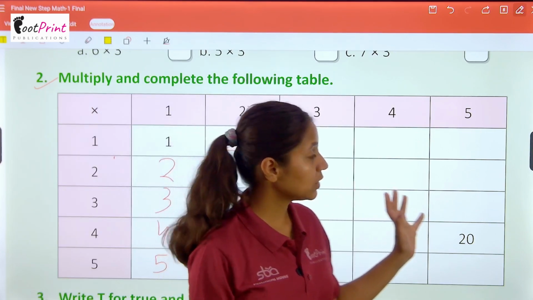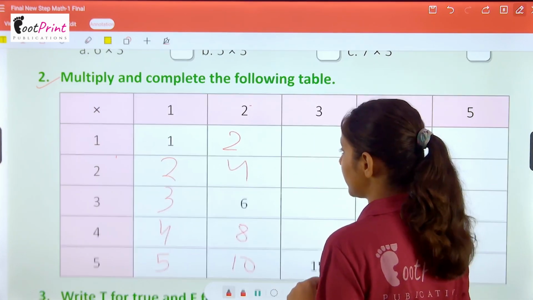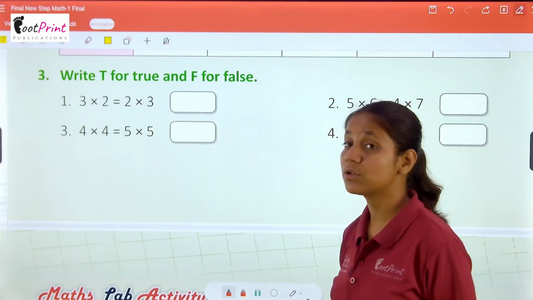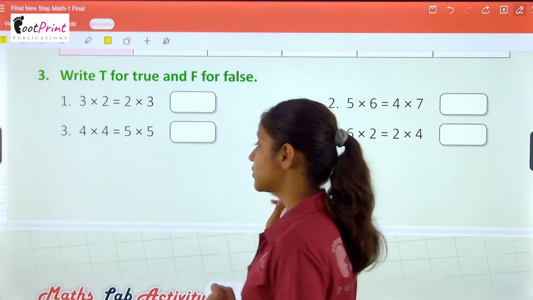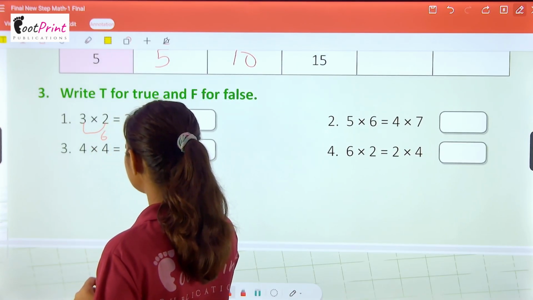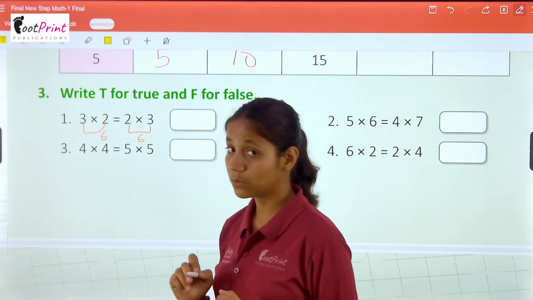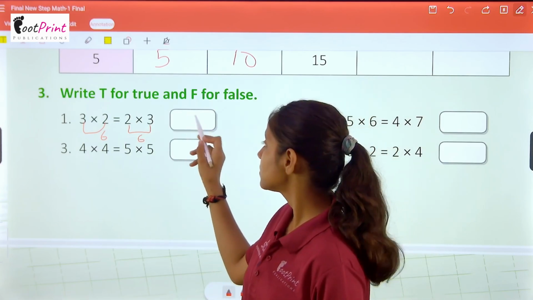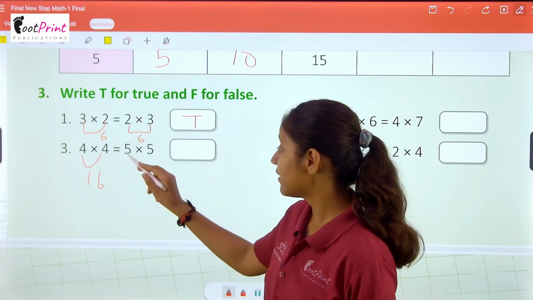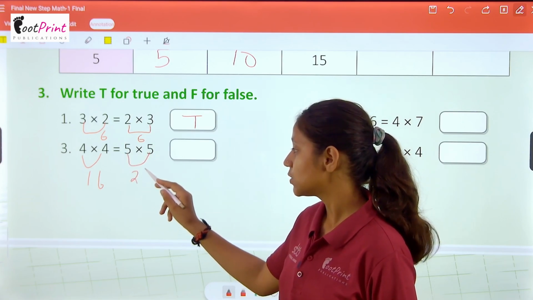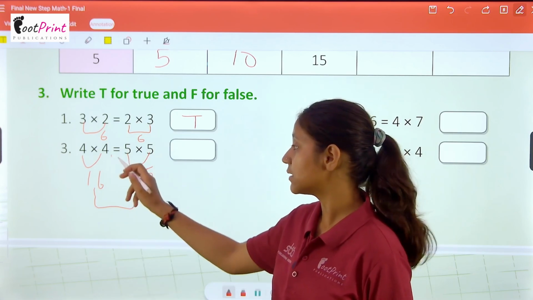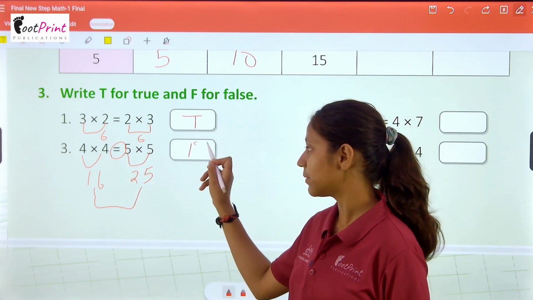Similarly, all the parts of this question you have to do by yourself. Now question number 3 says write T for true and F for false. So you have to check whether it is true or false. So 3 multiply 2 is 6 and 2 multiply 3 is 6. They are equal. That means this is true. Now 4 into 4 is 16 and 5 multiply 5 is 25. And 16 and 25 are not equal, and here is the sign of equal. That means this statement is false.